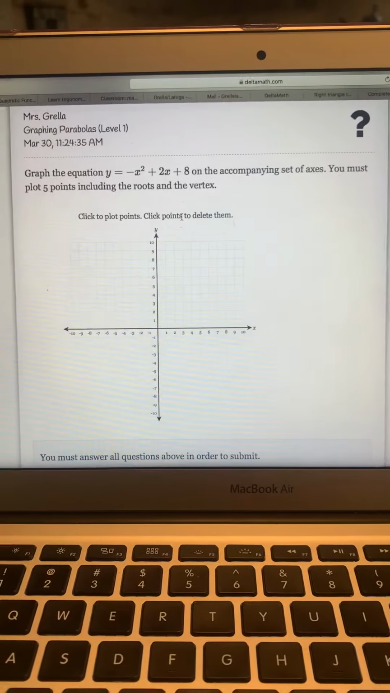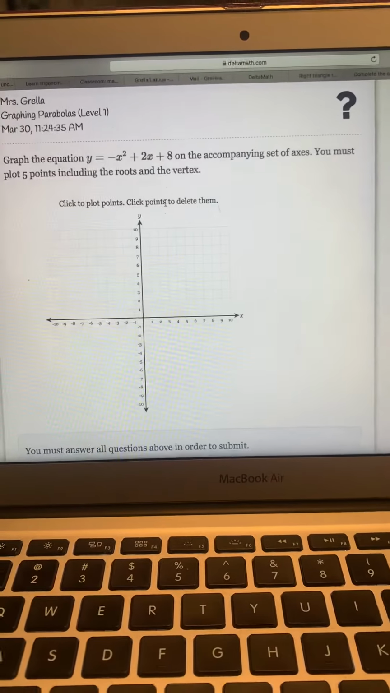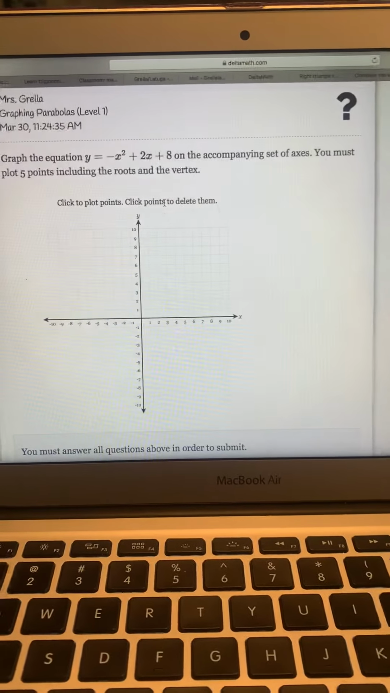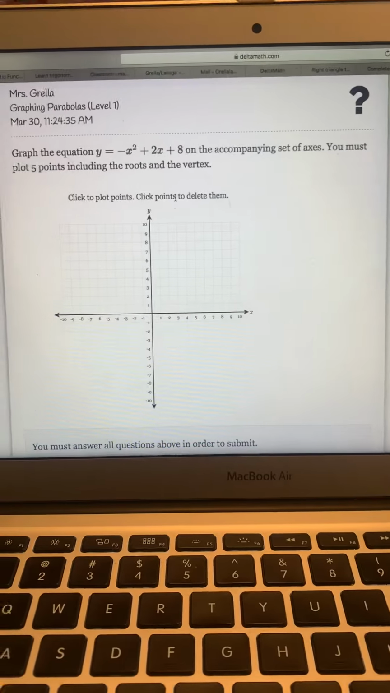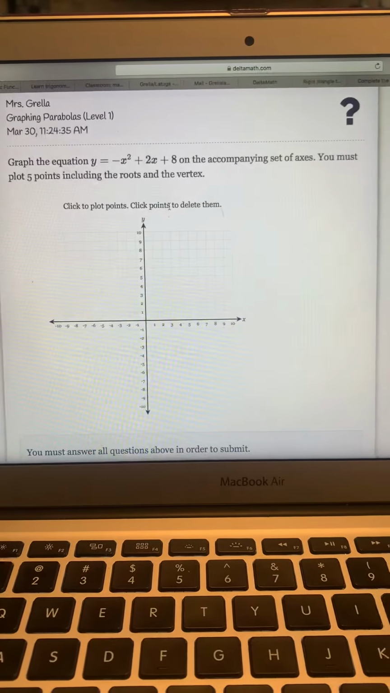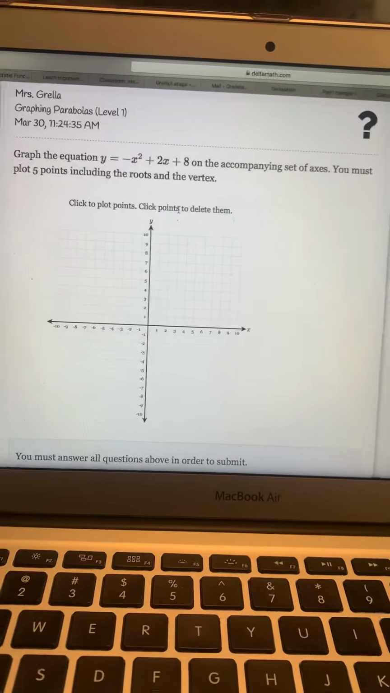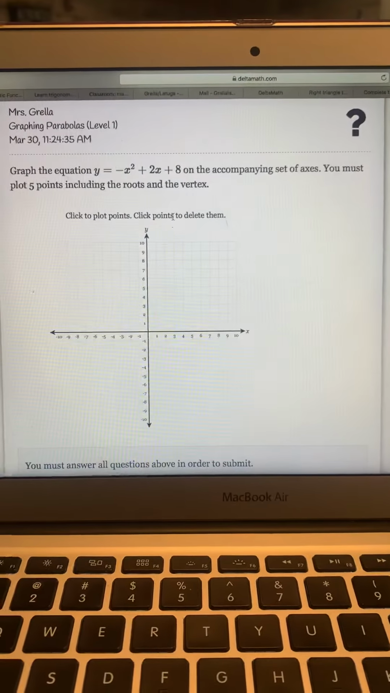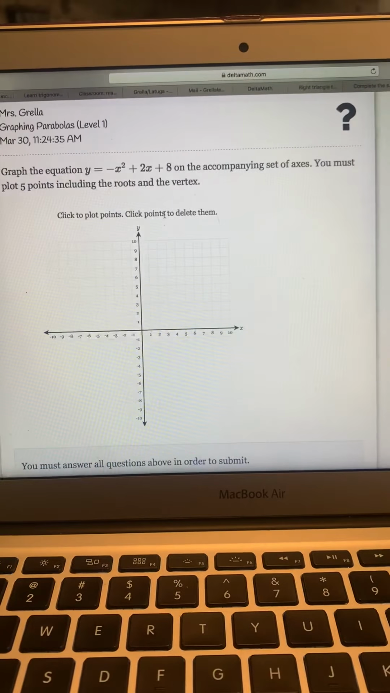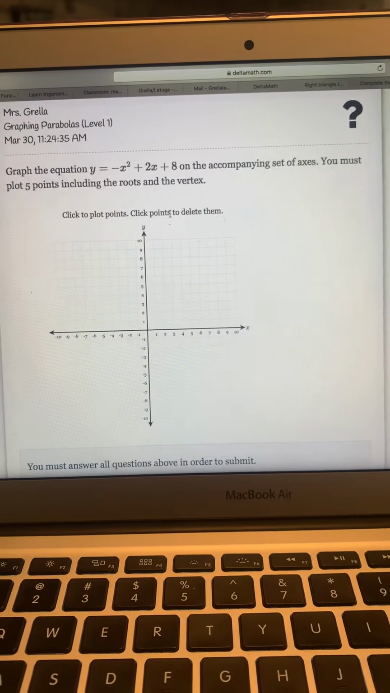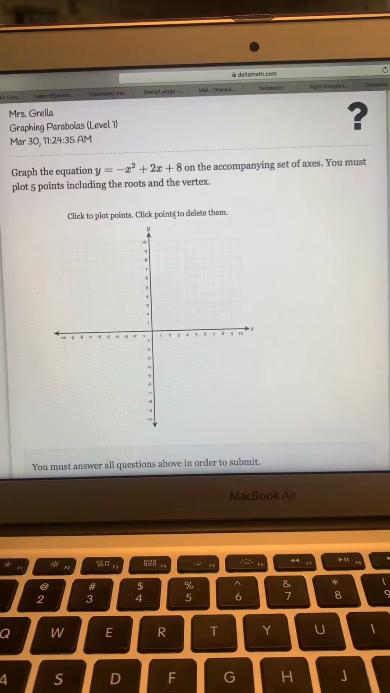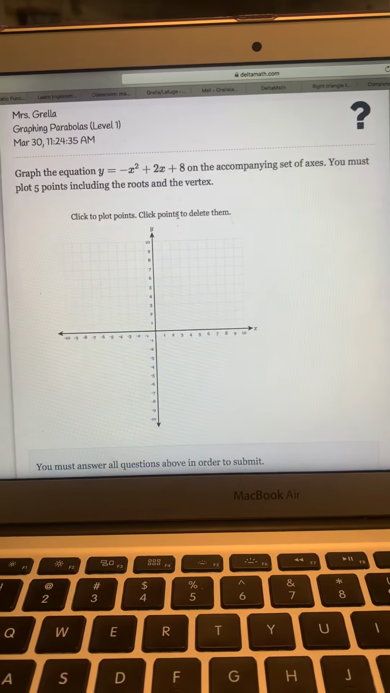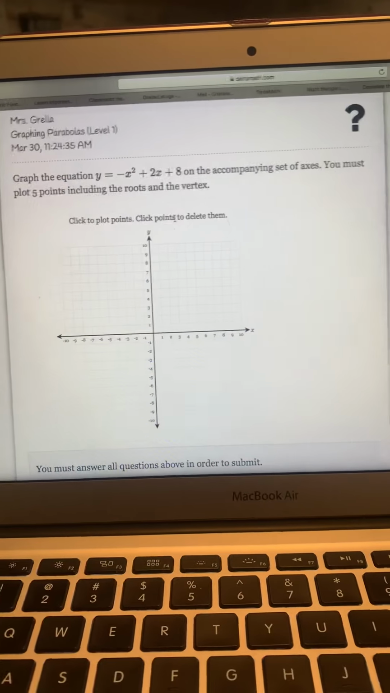I'm going to go over with you how to solve the graphing parabolas unit section on Delta Math. They're going to give you an equation or a function. In this case, it's y equals negative x squared plus 2x plus 8. And you're going to graph it on the axis, plot 5 points, including the roots and the vertex. Remember, the roots are the x-intercepts, and the vertex is that minimum or maximum point.